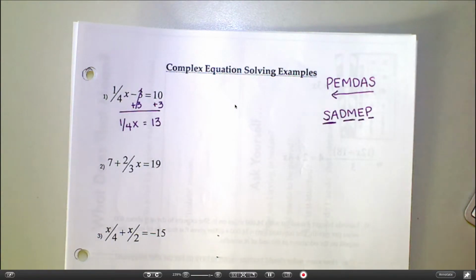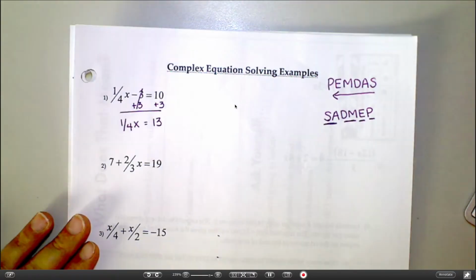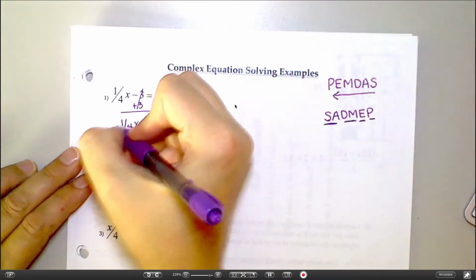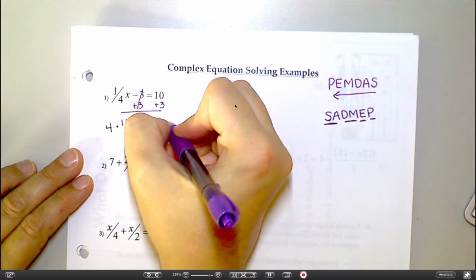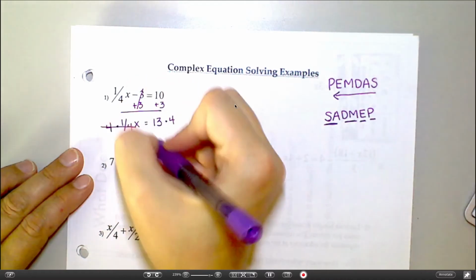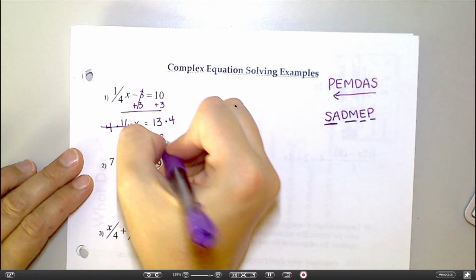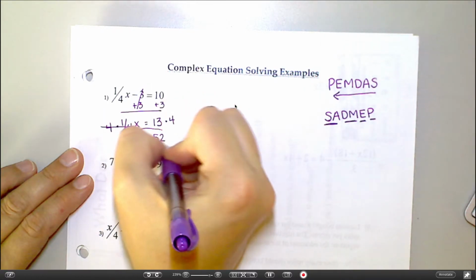I'm going to multiply by the reciprocal. What's the reciprocal of 1/4? 4/1, which an easier way to say that would just be 4. Yep. So I'm going to multiply by 4, multiply by 4, and I get x equals 52.